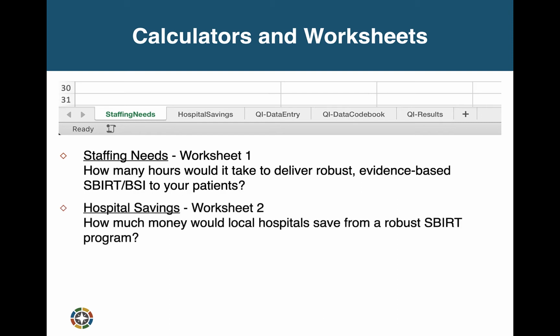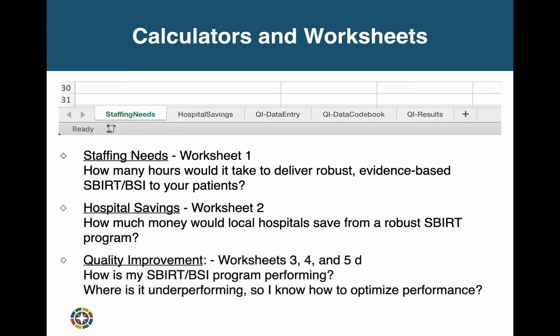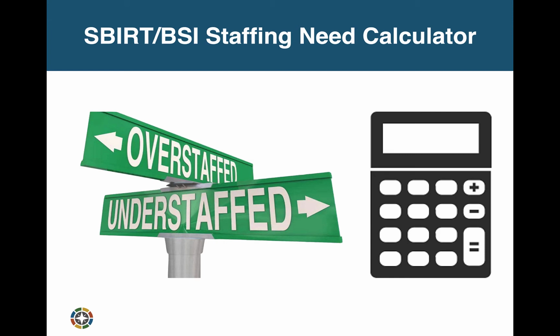The second worksheet, titled Hospital Savings, allows you to estimate how much money your local hospitals could save from your site's SBIRT program, and perhaps the prospect of those savings would prompt them to offer some funding for your program. The remaining 3 worksheets have titles that start with QI. These worksheets can help you conduct quality improvement during the implementation phase of your program. What I'll do for the rest of this presentation is give you a brief orientation on using each of the worksheets. First, let's take a look at the Staffing Need worksheet.